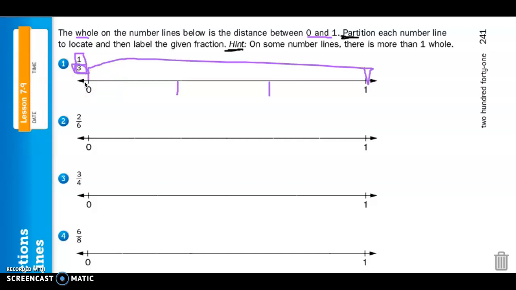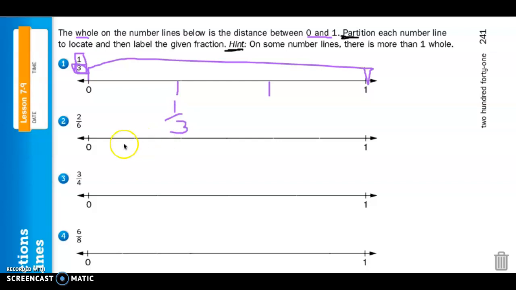What is the distance from each little notch we made? It's 1/3. This is 1/3. This also equals 1/3. And this also equals 1/3, because this part right here is 1 part out of 1, 2, 3 equal parts. Great. So it's asking us to label the given fraction. So where is 1/3 going to be? Well, if I have 1 out of my 3, so 1/3 is right here. Outstanding.